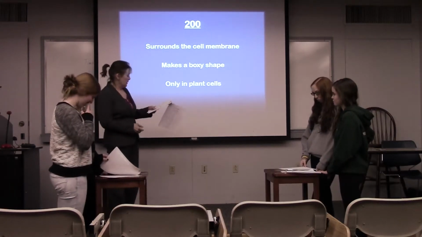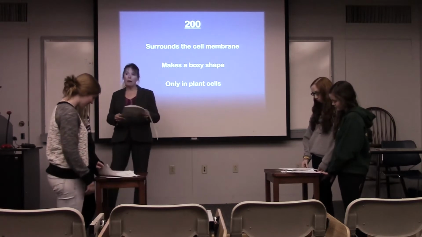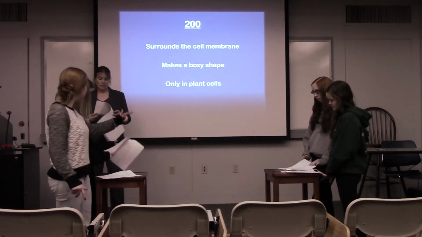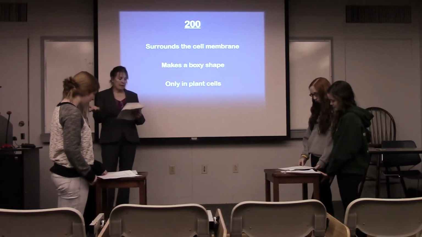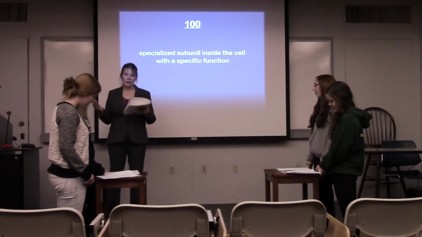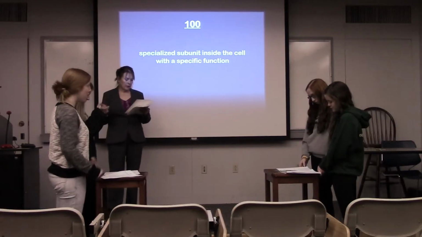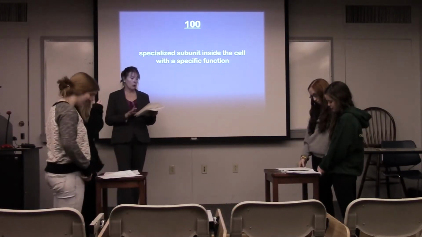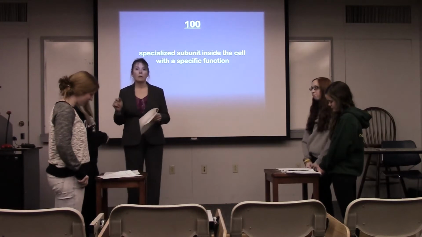Now for 200. This surrounds the cell membrane in plant cells. What is cell wall? Cell wall is correct. Garnet Valley now has 600. For 100, these are specialized subunits inside the cell, each having a different function. What are ribosomes? No, the question goes to Garnet. What are organelles? Yes, organelles. We're going to take a short break now, but stick around and we'll be right back.